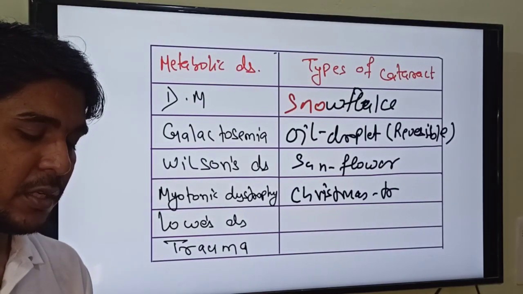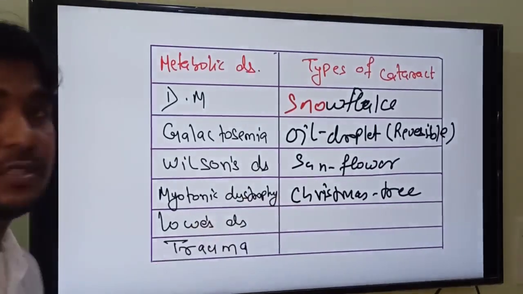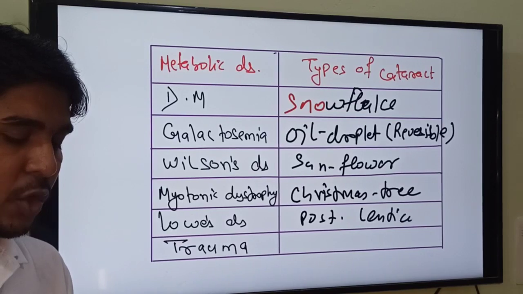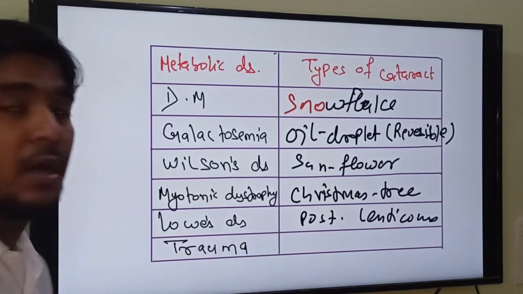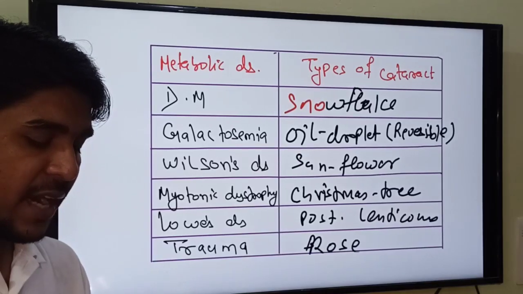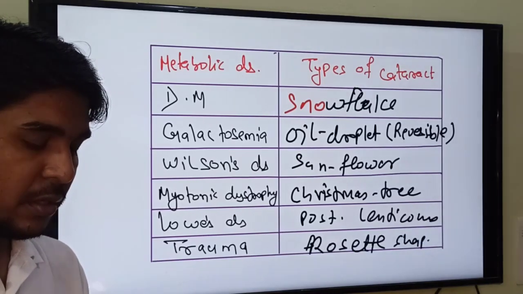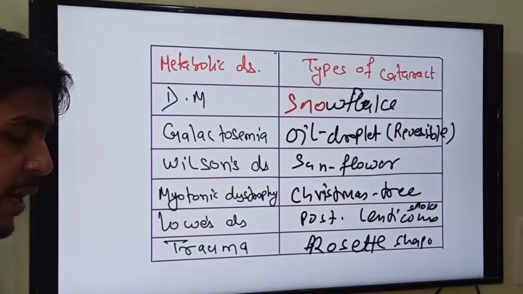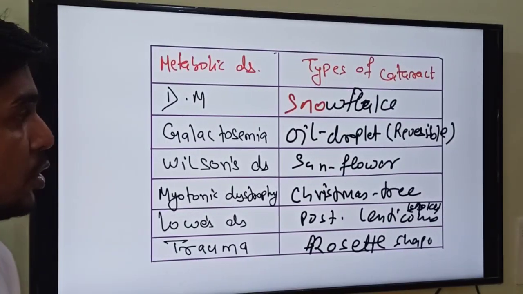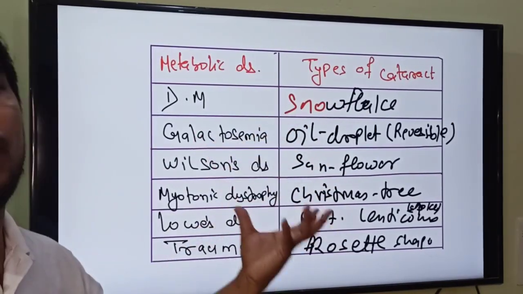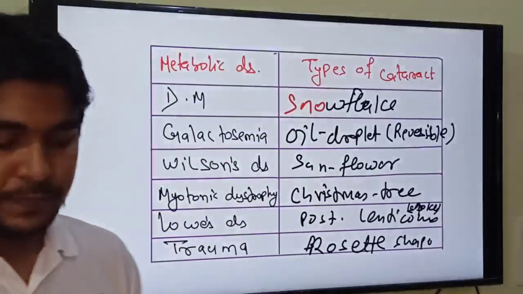Christmas tree. Lowe disease: posterior lenticonus. Trauma: rosette-shaped cataract. In Lowe disease, there is also a spoke-like pattern. Okay. So this is very important. I have just written the very important things. You need to remember this.